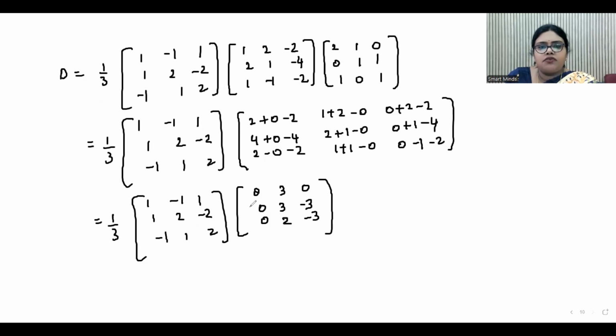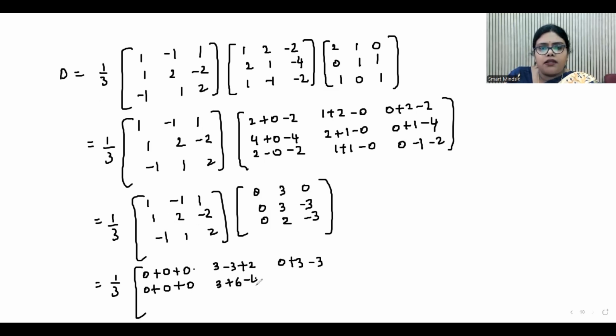Now after this we need to multiply these two matrices. First row with first column. 0 plus 0 plus 0. Then first row second column. 3 minus 3 plus 2. First row third column. 0 plus 3 minus 3. Now second row first column. 0 plus 0 plus 0. Second row second column. 3 plus 6 minus 4. Then 0 minus 6 plus 6.